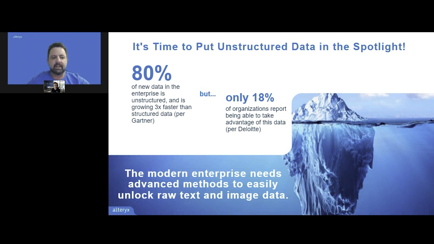Gartner estimates that up to 80% of new data in an enterprise is unstructured, and that it's growing 3 times faster than structured data. But as Deloitte points out, less than 1 in 5 organizations are actually able to extract the value that's hidden in all of this unstructured data. So what enterprises need, what 80% of enterprises need, is a new method for extracting the tremendous value hidden in their unstructured data, which can be text or image data.